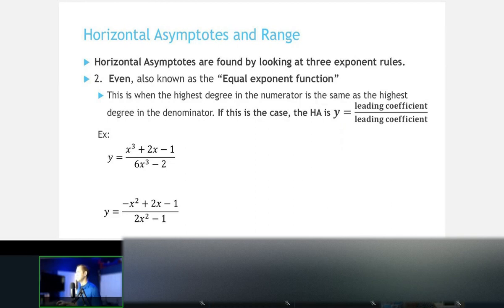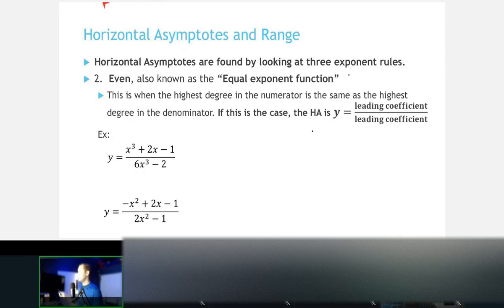All right, even. If you look at this, this is x to the 3rd, and this is x to the 3rd. So these are the same, and this would be considered an even rational function. And this right here, this is x squared, and this is x squared. So again, they are the same, so this would also be considered an even rational function. Now, the ones that are even require the most math to calculate. But the math is super easy. All we're going to do is take the coefficients. So we take the 1 that's in front of this x cubed, and the 6 that's in front of this x cubed, and we go, well, 1 over 6.